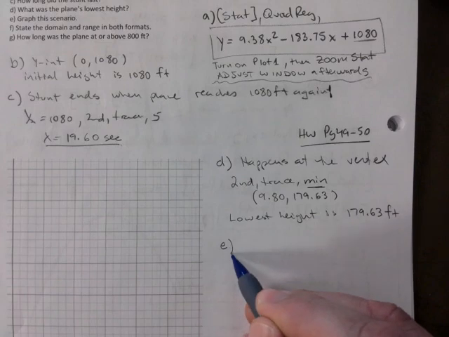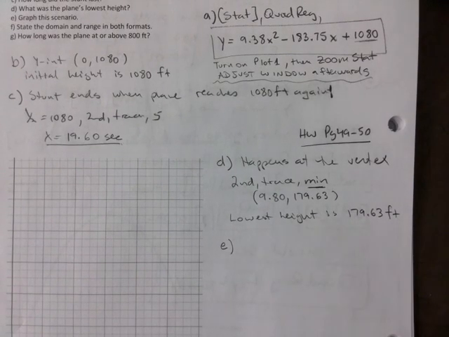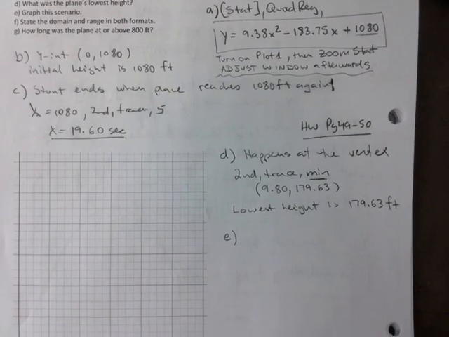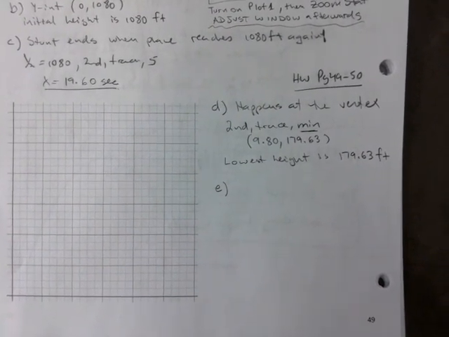E, graph this scenario. So when you graph this, you want to put yourself in a word problem scenario. Okay, guys? I'm going to give you some hints. Like, where does it stop somewhere? Does it hit the ground, right? If it's a projectile. In this case, we know that it starts at time 0 and it ends when it comes back to the original height.